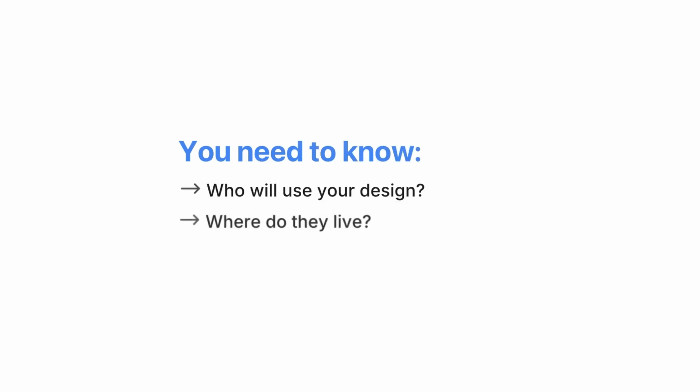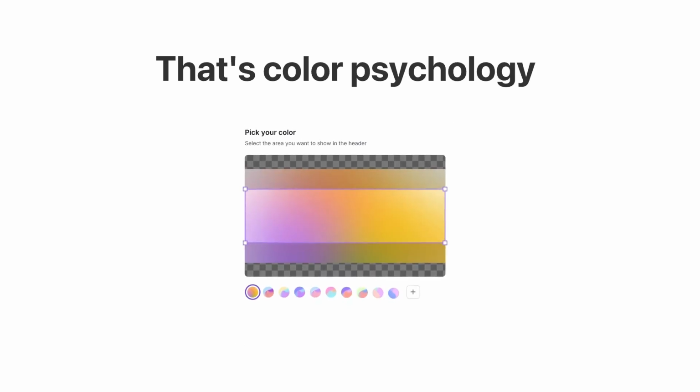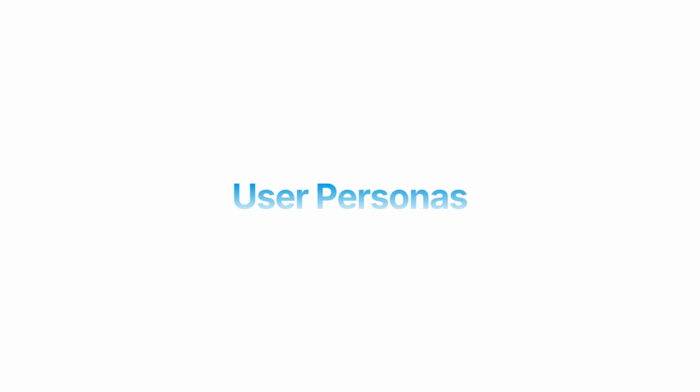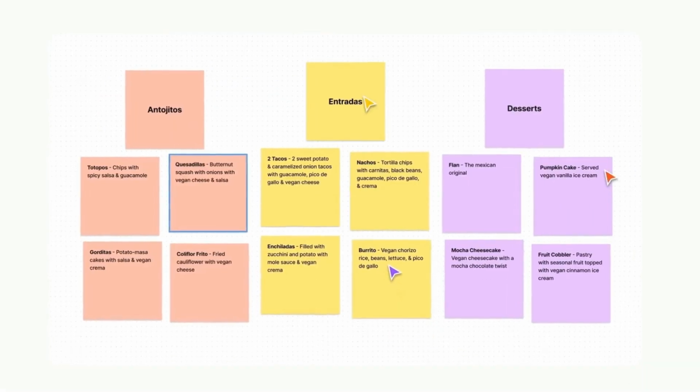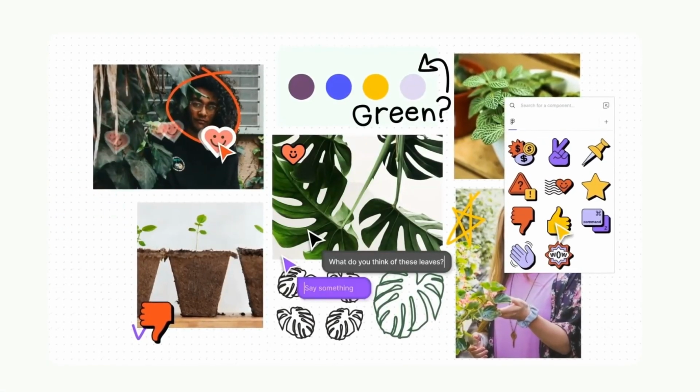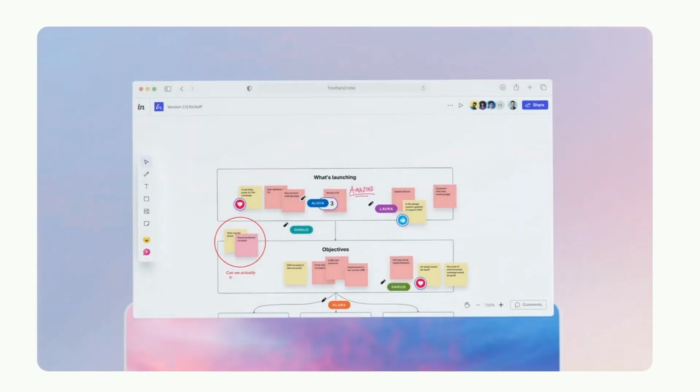You need to know, who will use your design? Where do they live? What do these colors mean to them? That's color psychology. And it's deeper than just blue is calm. And that brings us to the second thing, user personas. A persona is like a profile of the person who will use your design. It tells you who they are, what they need, what they feel, what problems they have. This isn't just made up. Good personas come from real user research, surveys, interviews, data.